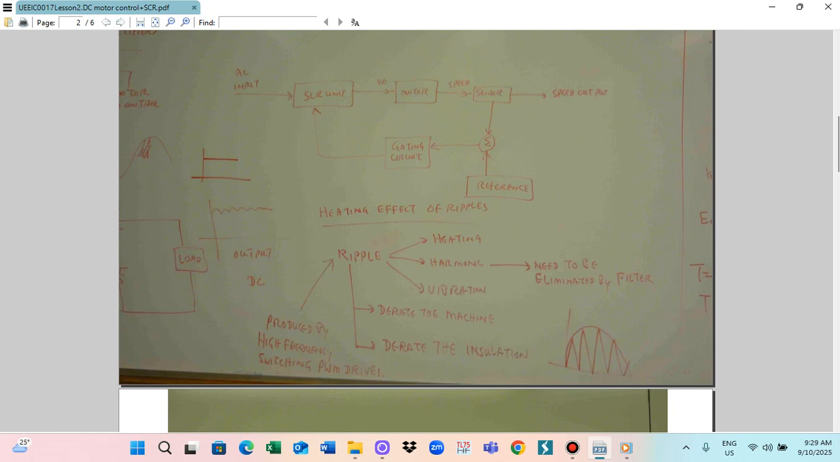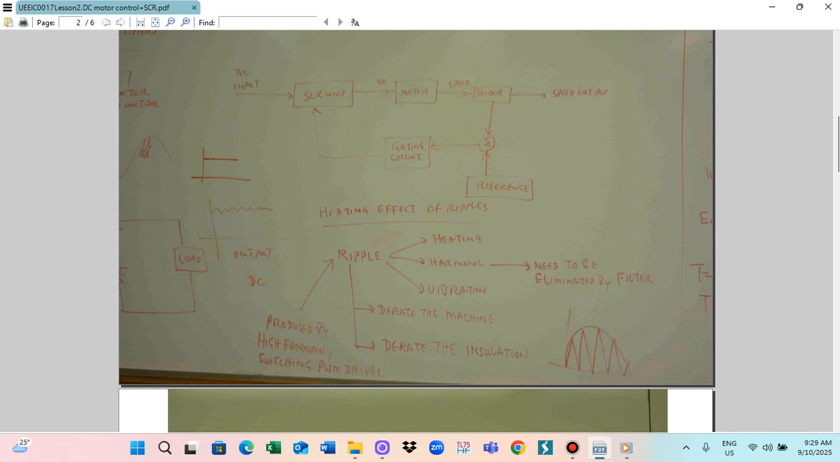So this is the typical control system for the DC motor. For the AC input, we use the SCR unit, so we change the output. For the DC motor we change the speed, and the speed is sensed by the sensor, and we compare with the reference and the gating circuit, and we feed back to the SCR unit. So by the feedback, the motor speed is regulated.